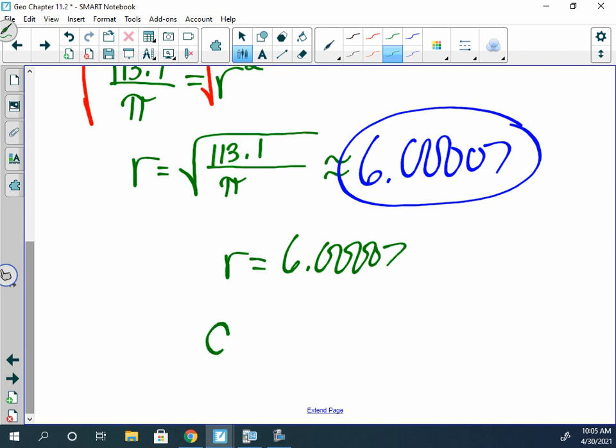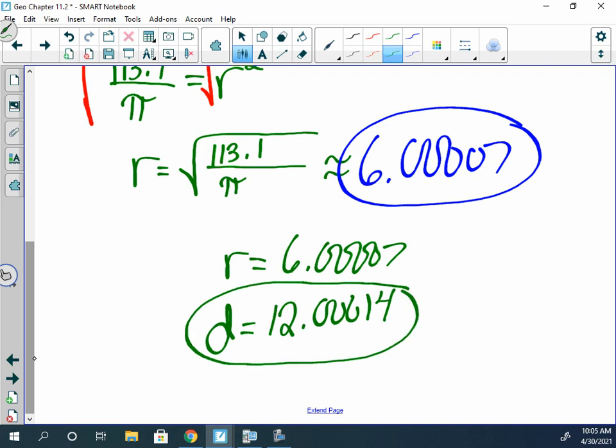Now what do I do to it to find the diameter? Multiply by 2, because the diameter is equal to twice the radius. So we get 12.00014. So approximately the radius is 6 and the diameter is 12, if we're rounding to the nearest tenth or hundredth.